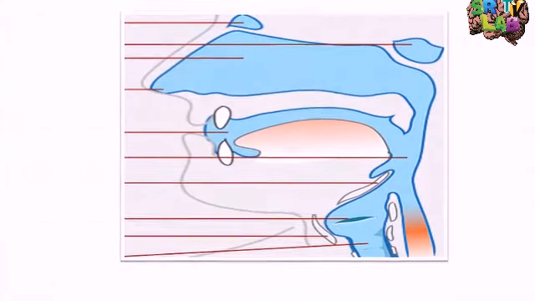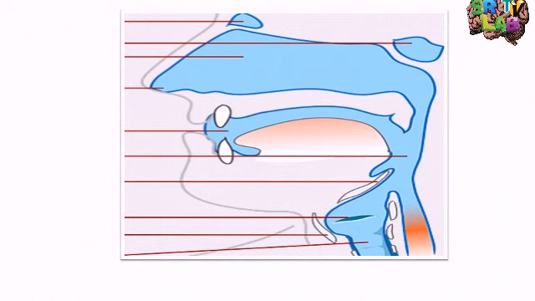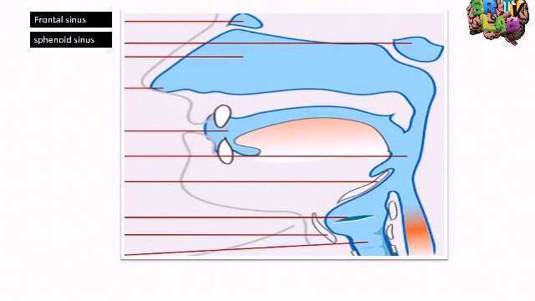Let's start with the nasal cavity. There are some sinuses that help in respiration. This is the frontal sinus. Then there is the sphenoid sinus. They are around the nasal cavity. Then this is the nasal cavity. Then here is the nasal vestibule. These are what we can see around the nasal cavity.